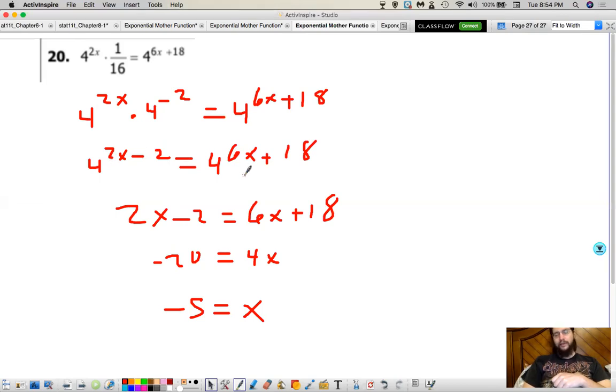Can't make them have the same base, and either you did something wrong or I made a typo.